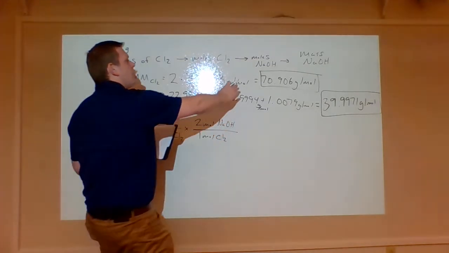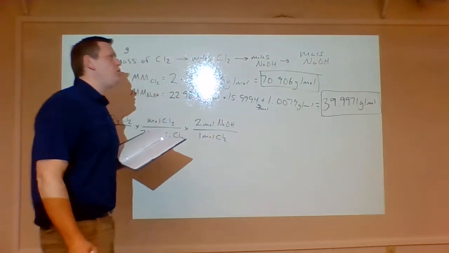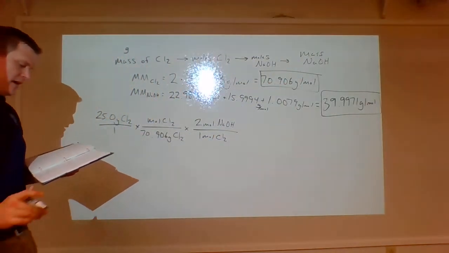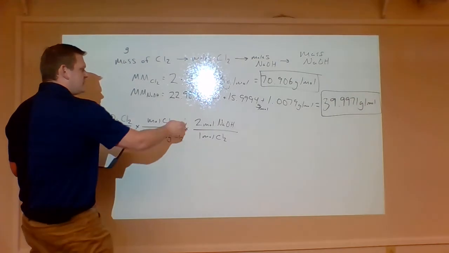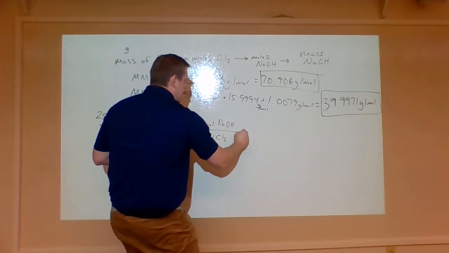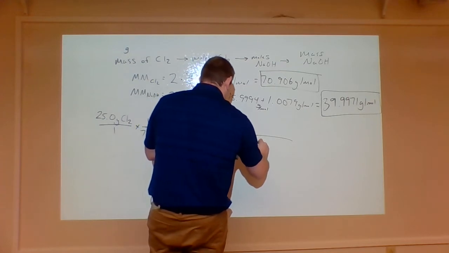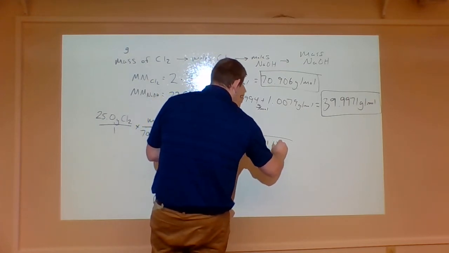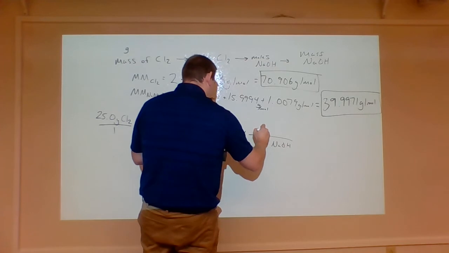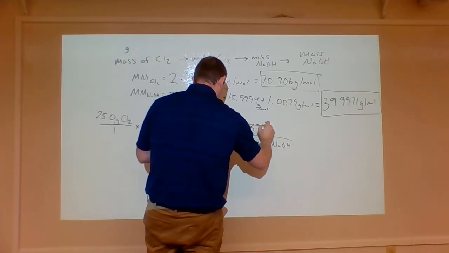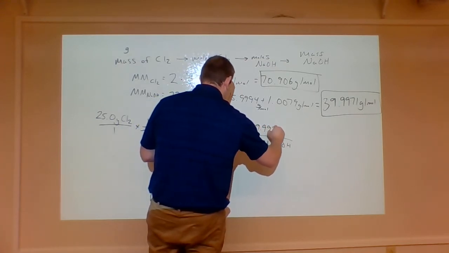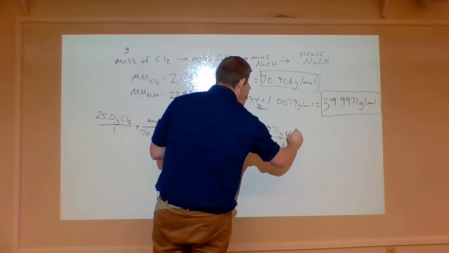Next, we need to now convert from moles of NaOH into our mass of NaOH in grams. So again, we want to cancel out our moles of NaOH, so that has to go on the bottom of our stoichiometry here. So for every mole of NaOH, it is 39.9971 grams of NaOH.